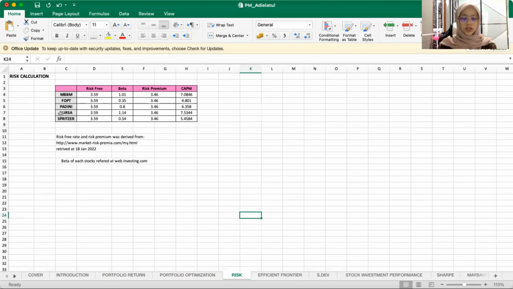Let's move to the next discussion, risk calculation. So this is the risk-free for each company. This is the beta, risk premium, and last but not least, the CAPM. For the risk calculation, the data for the risk-free rate and risk premium was derived from the market risk premium website. The beta of each stock was referred from the website investing.com.